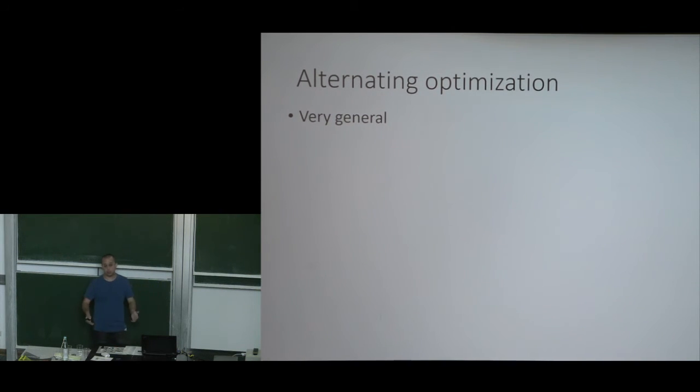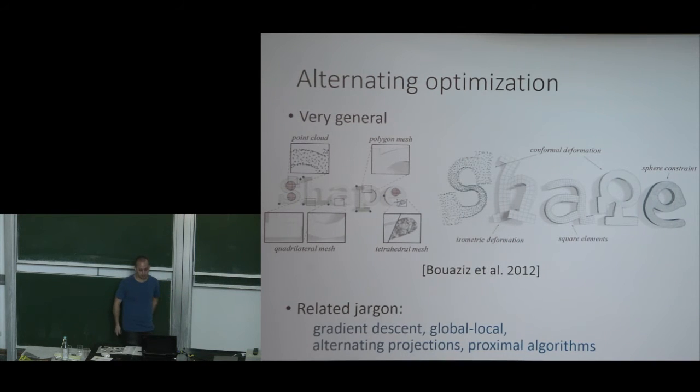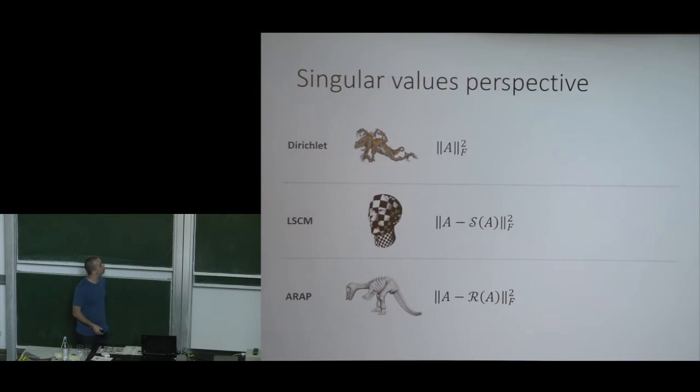Great, so alternating optimization is actually way more general than what I just described for a very specific energy. For example, that work from about 4 years ago called Shape-Up introduced the concept of alternating optimization for optimizing all sorts of energies and constraints on all sorts of different data types. So it can be for point clouds, meshes, polygonal meshes, and so on. So they basically extended that idea to many other cases. And in fact, there's quite a lot of research done on that algorithm we just saw. Gradient descent, global-local, alternating projections, and proximal algorithms are all quite interrelated, quite related to what I've just shown. So keep that in mind.